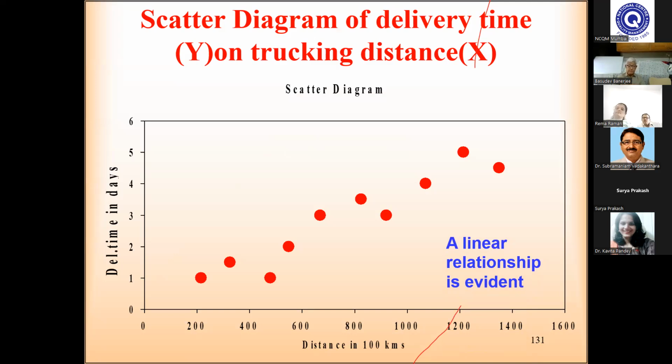Tomorrow you show me the graph paper. You took this one as x and the upper one as y. Now you are saying it right. X-axis you take the distance in kilometers. Y-axis you take the delivery time in days.